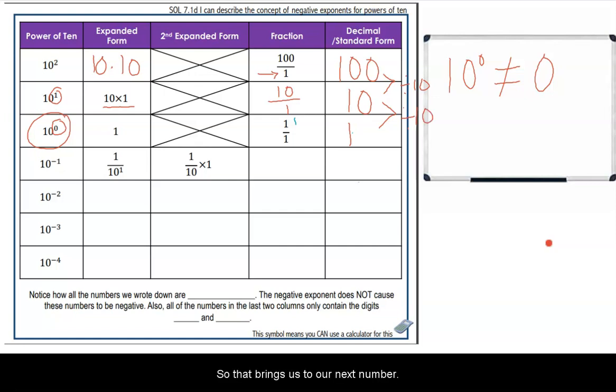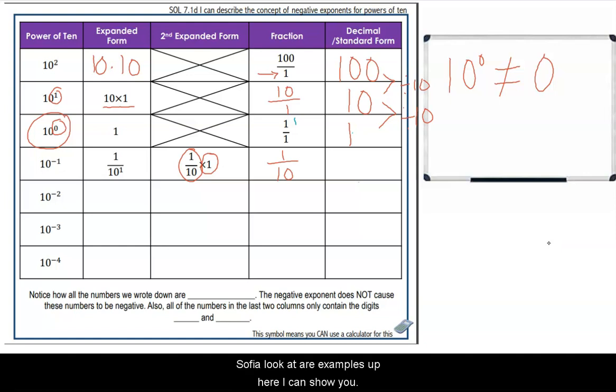So that brings us to our next number, 10 to the negative 1 power. 10 to the negative 1 power would be 1 over 10 to the first power, because instead of multiplying by 10, we're taking 1 and dividing it by 10 one time. So the fraction for this would be 1 over 10. Okay, it's not a negative number. It just means that we've moved the decimal point over one more place to the left.